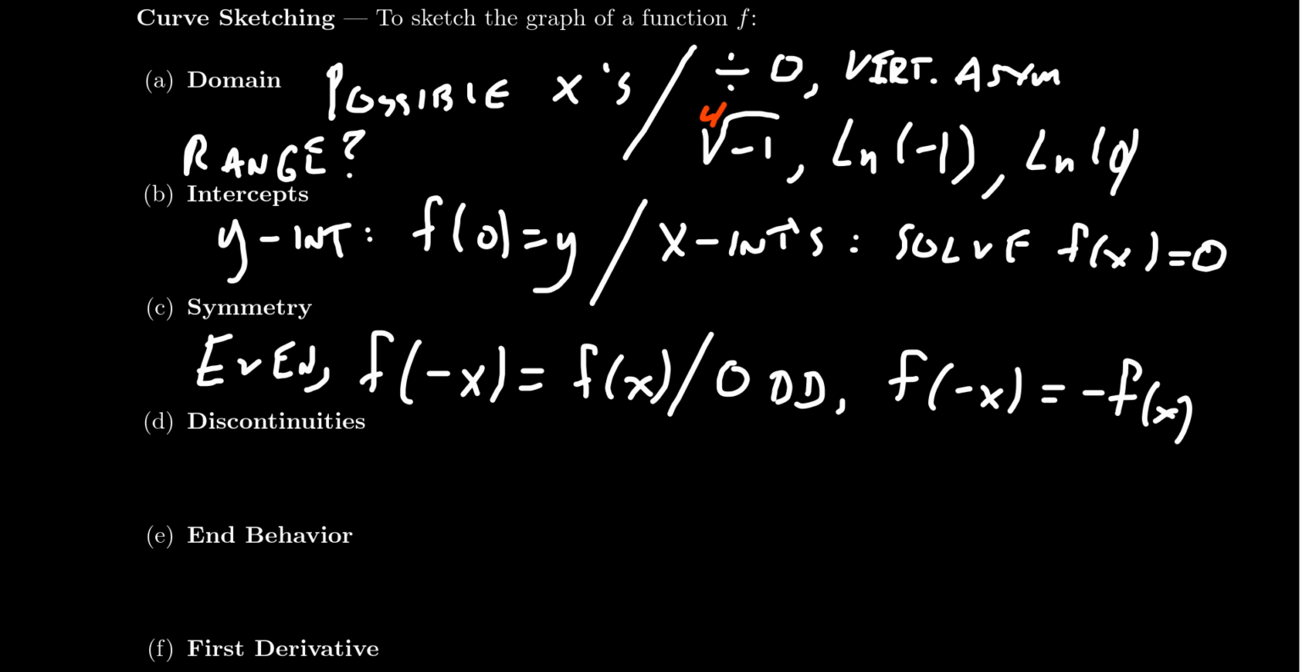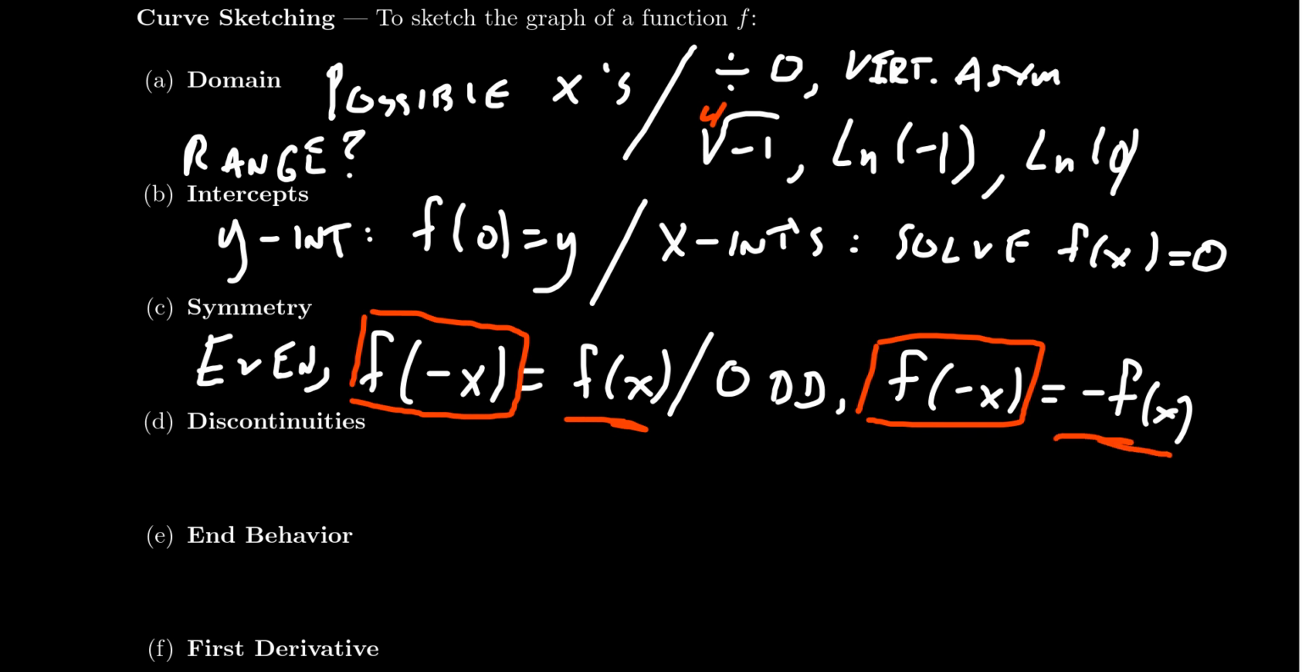Now, when it comes to these two types of symmetries, there's a simple test that we do. You look at f of negative x. If f of negative x simplifies to be f of x, you're even. If it simplifies to be negative f of x, then you're odd. And if neither of those things happens, then neither of these two symmetries is exhibited by the function.